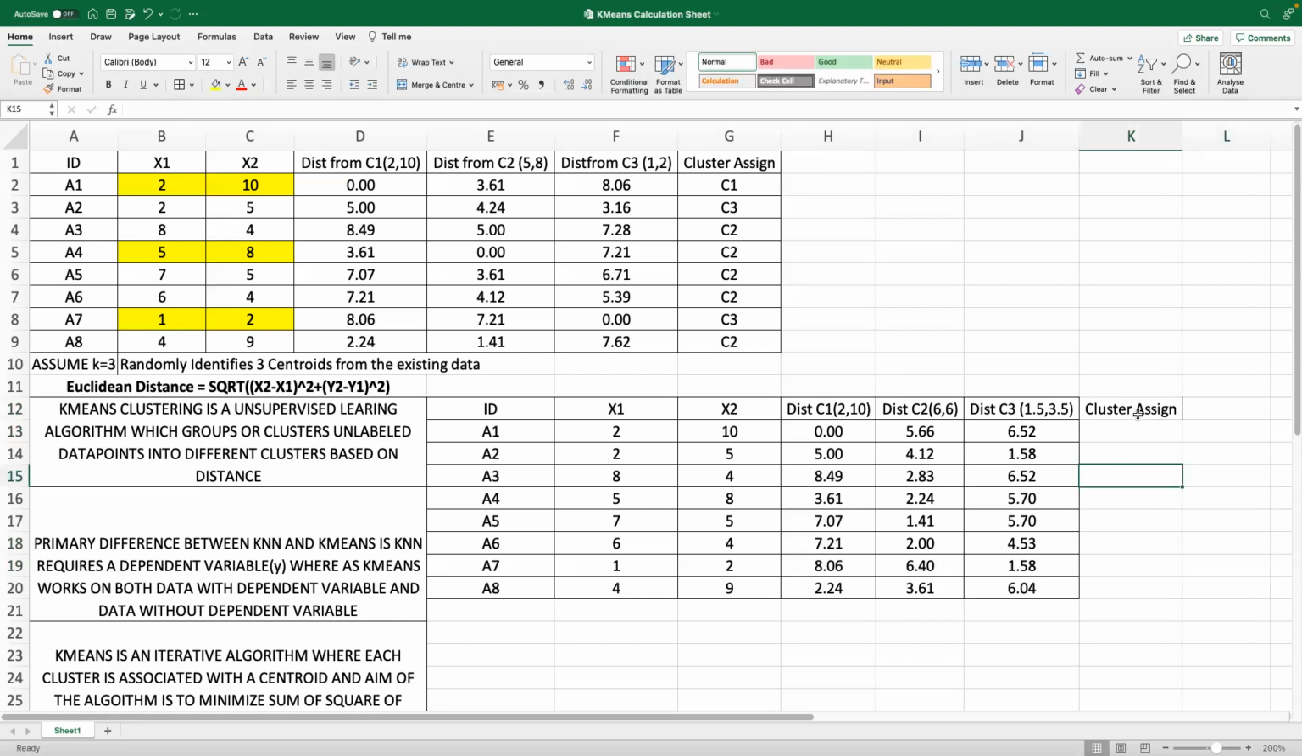The new cluster assignment would be: this is C1, this is C3. Oh, we have all C3. This is C2. This is C2. This is C2. This is C2. This is C3. This is C1. This is iteration 2.